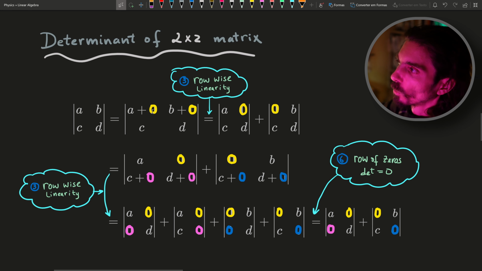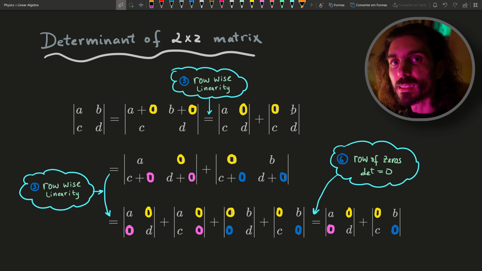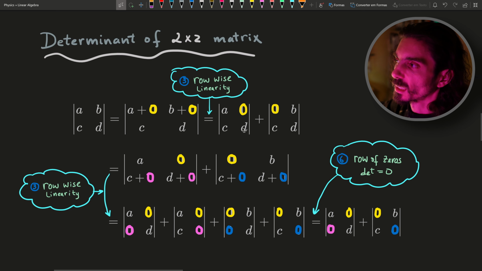And the rule, well, let's split the thing. So I get A 0 C D and 0 B C D. Again, row-wise linear, just the property. So during this step, I use the property three here to introduce zeros on the first row. You can see A 0 and then 0 B, one at a time. Now let's try to do something similar for the second row.